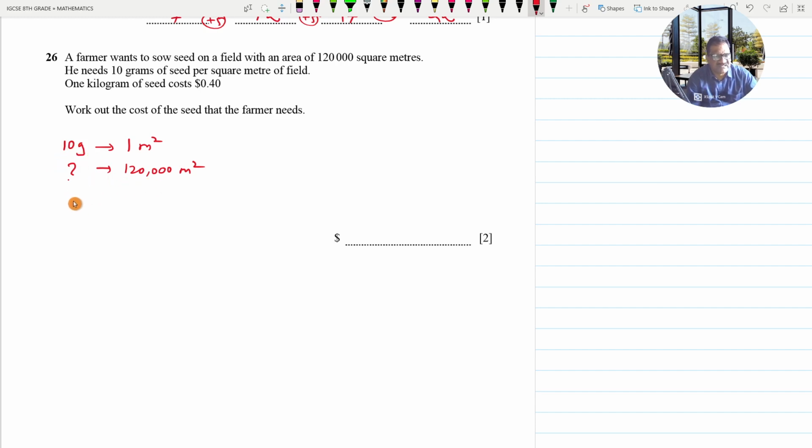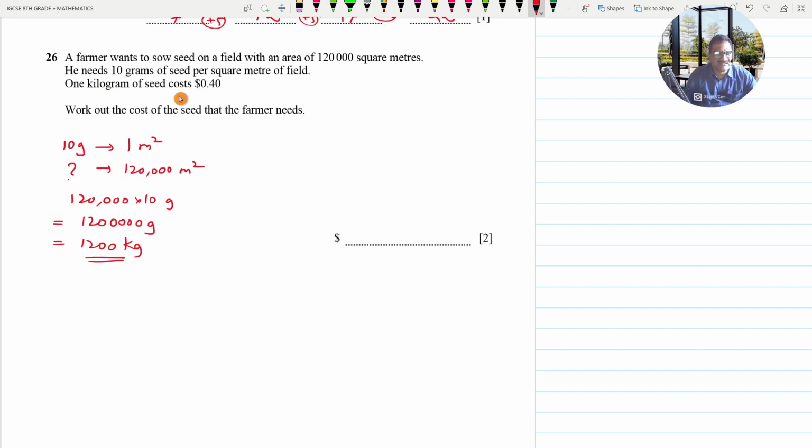So the seed needed will be 120,000 times 10 grams, which is 1,200,000 grams. Now in kg, if you want to write, it will be 1200 kg. So this many seeds are needed.